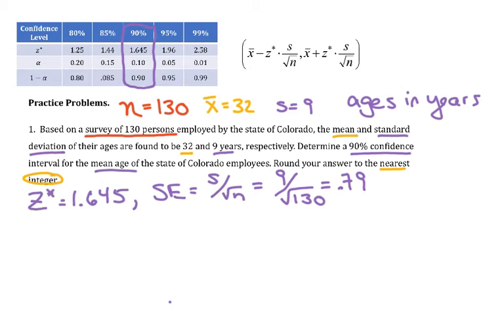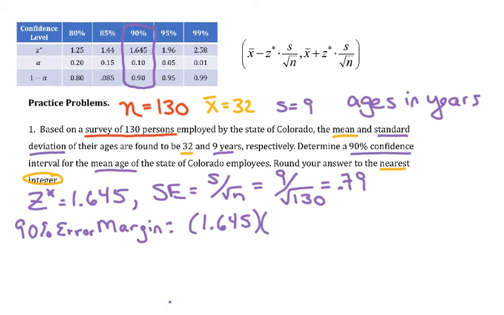Now I'm going to calculate my 90% error margin. This will be Z star times the standard error.